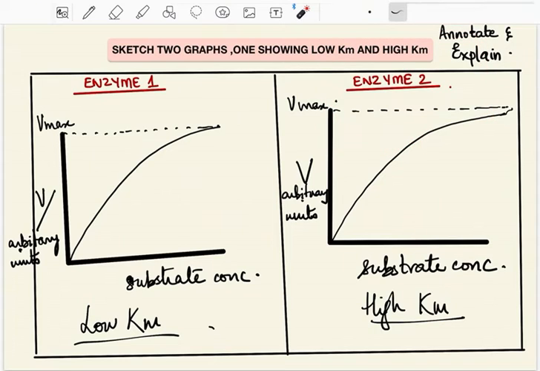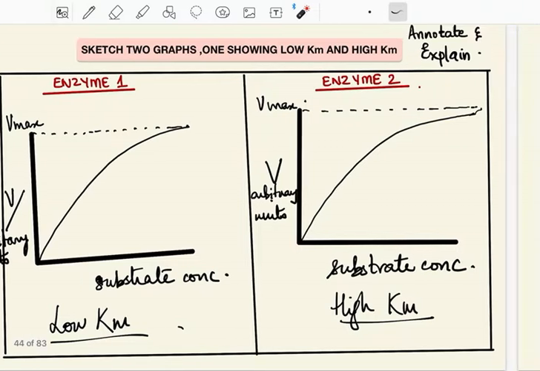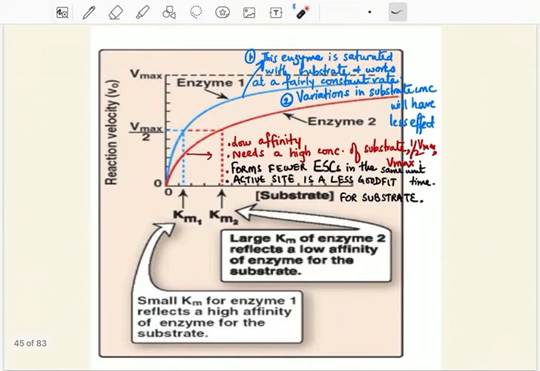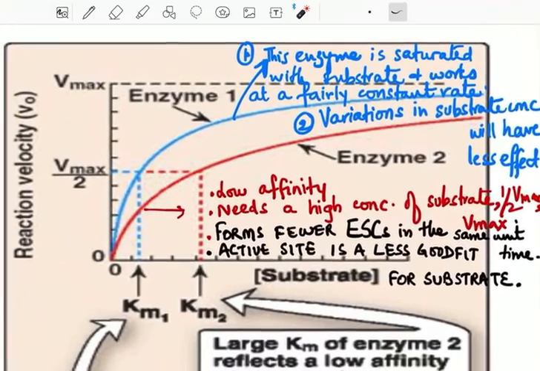So कहीं पे भी आप दिखा सकते हो roughly to just tell the examiner that you know what is the meaning or what will happen to the Vmax or the rate of an enzyme catalyzed reaction in an enzyme with a low Km and in an enzyme with a high Km. So this is how these graphs should look like.